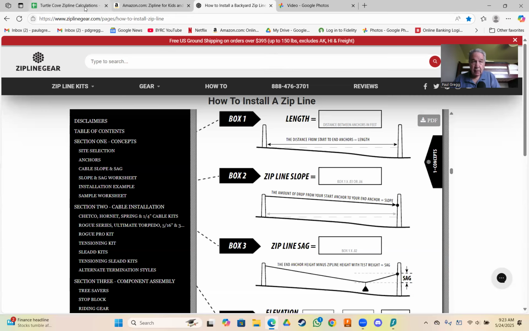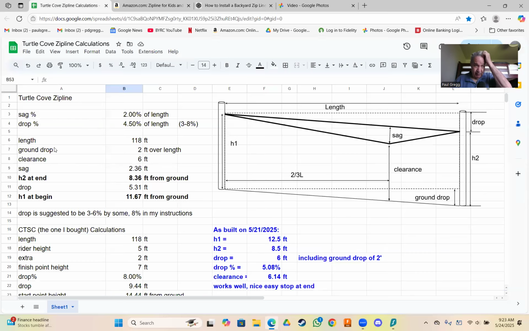So then I went and did that. Here's a picture: I've got one tree here and another tree down here, and my ground dropped 2 feet. I put it in a spreadsheet because I knew I was going to recalculate it a bunch of times. That's what's good about a spreadsheet: you can recalculate things pretty easily, and you can be fairly sure you didn't make a mistake.